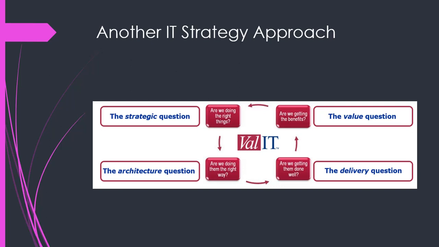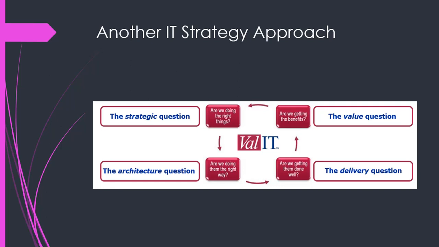So you're now looking at your systems. Are they actually being used in the way that they're supposed to be used? Are they actually configured in a way that allows the users to do as they expect? Then you look at the delivery question. Are we getting them done well? Are we actually getting either our IT processes or IT service delivery done well in the context of both customers and internal staff? Then we look at the value question. Are we getting the value from those systems?